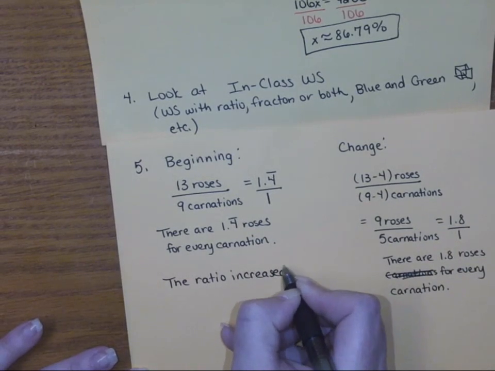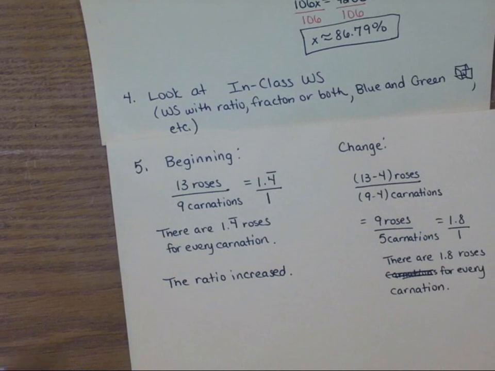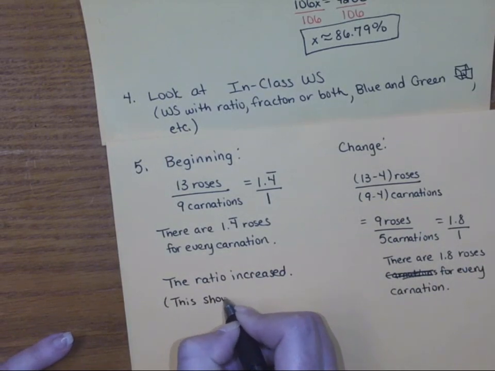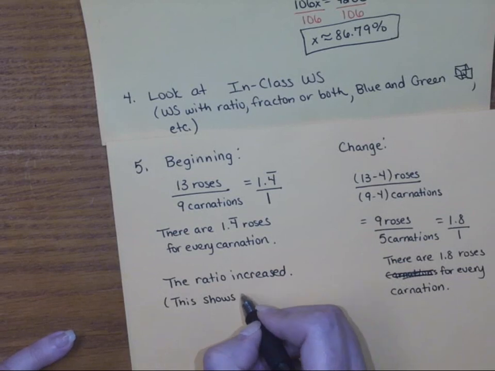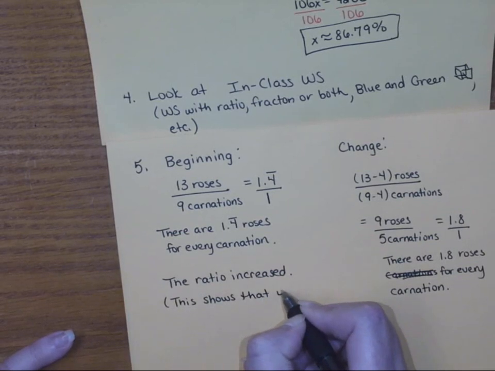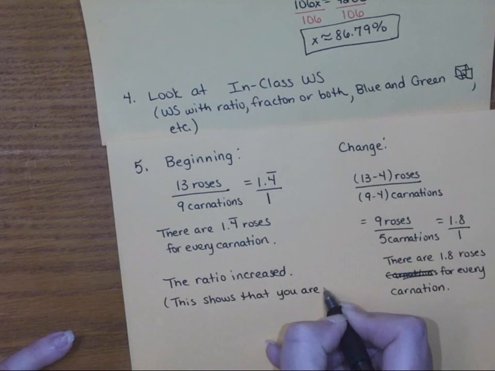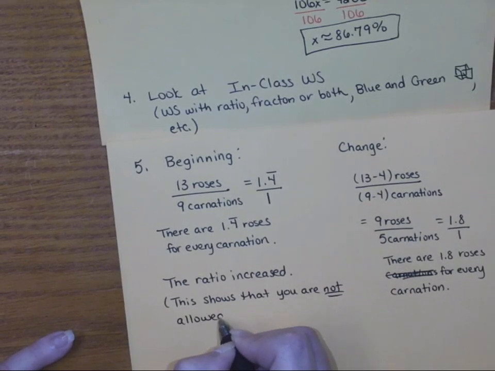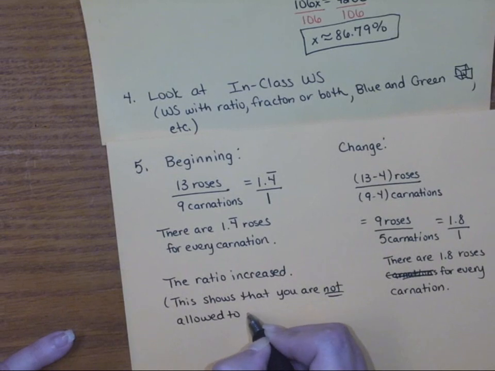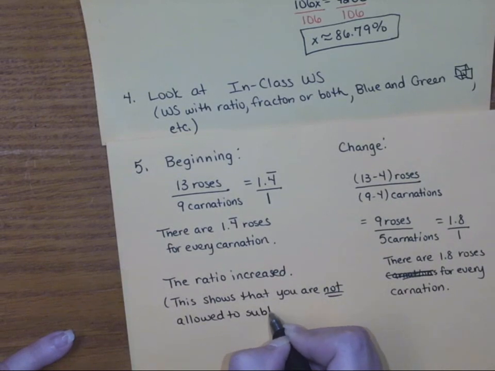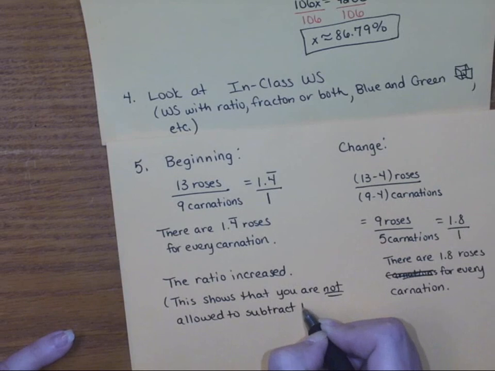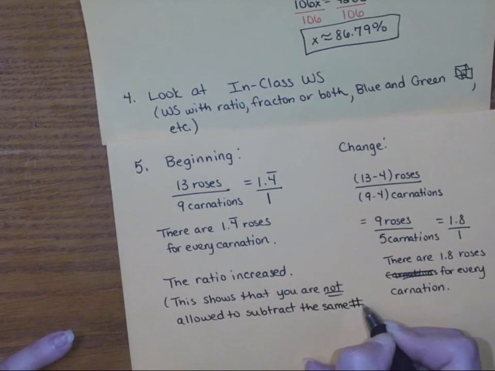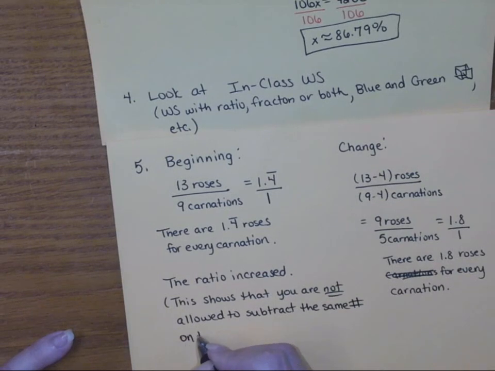The point of this is really to show that the ratio changed, okay? And this is a common student mistake that we talked about in the lecture video when we discussed ratios, but this shows that you are not allowed to subtract the same number on top and bottom because you won't maintain the same ratio.